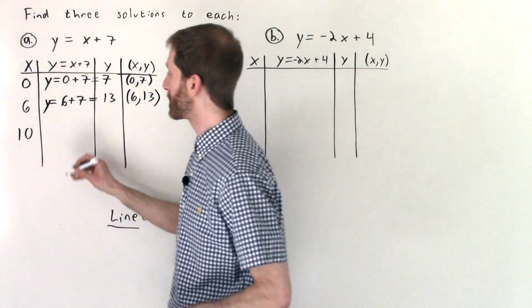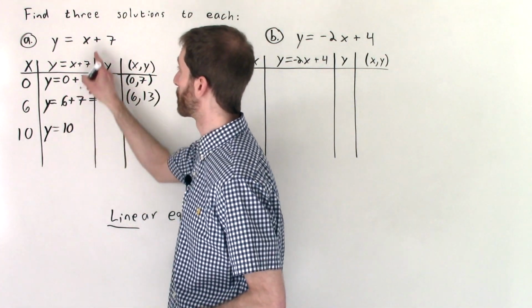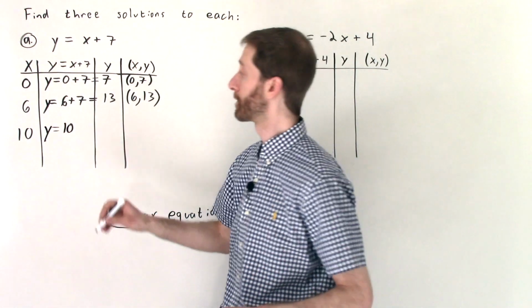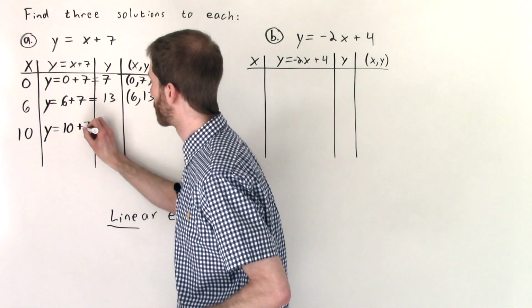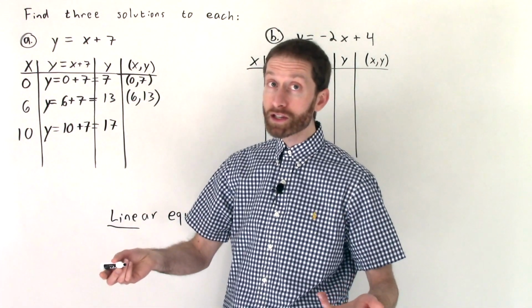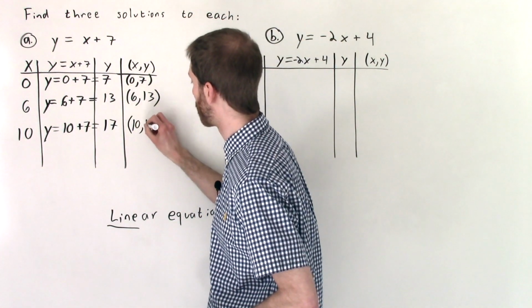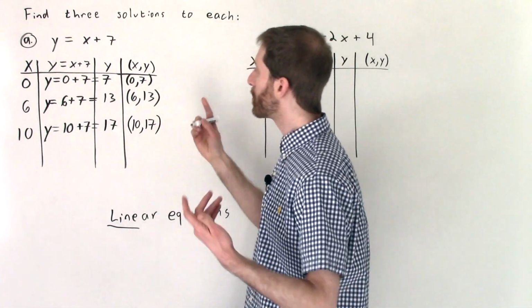Last but certainly not least, you've got 10. So I'm going to plug in 10. Again, I picked random numbers here. Plug in 10 for x, and now I add 7. 10 plus 7 is equal to 17. So the point or the solution that I have out is 10, 17. Beautiful. So how do we know that these are solutions?